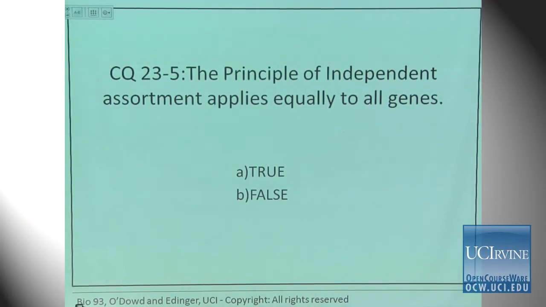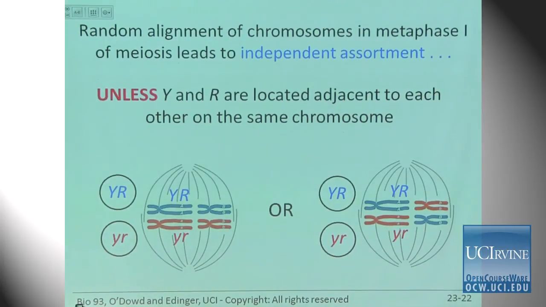Okay? So when does this principle of independent assortment not apply? When the 2 different genetic loci are located next to each other on the same chromosome. So this is a new version of that independent assortment figure. Before, we had Y and R on 2 different chromosomes. And then the dominant Y could be on the same side with the dominant R, or it could be on the same side with the recessive R. But now they're on the same chromosome, so they have to be on the same side of the metaphase plate without crossing over. So when 2 genes are on the same chromosome, they'll tend to go together.